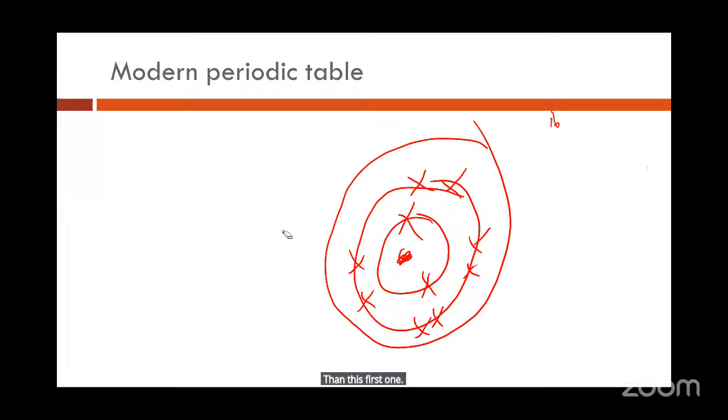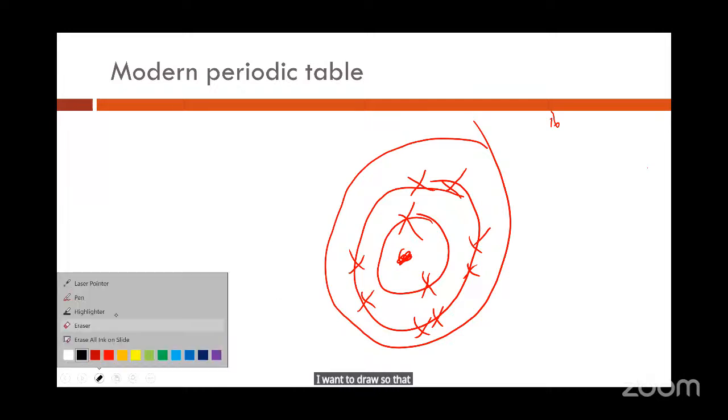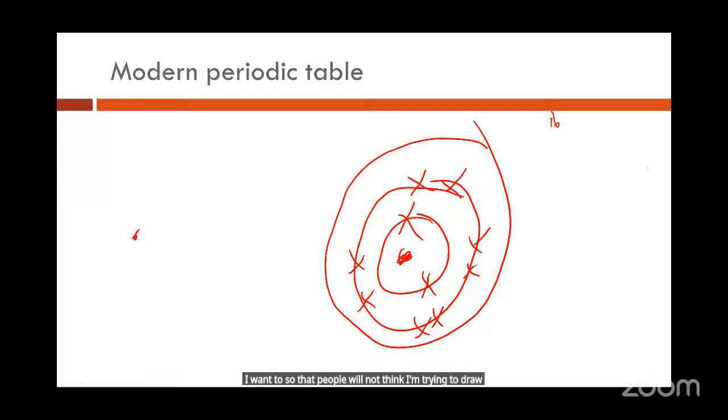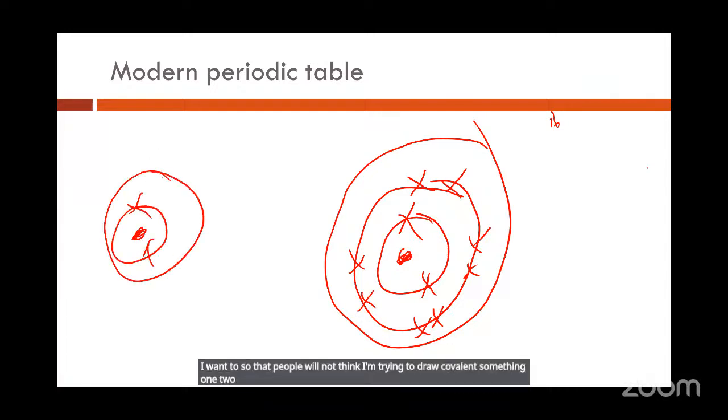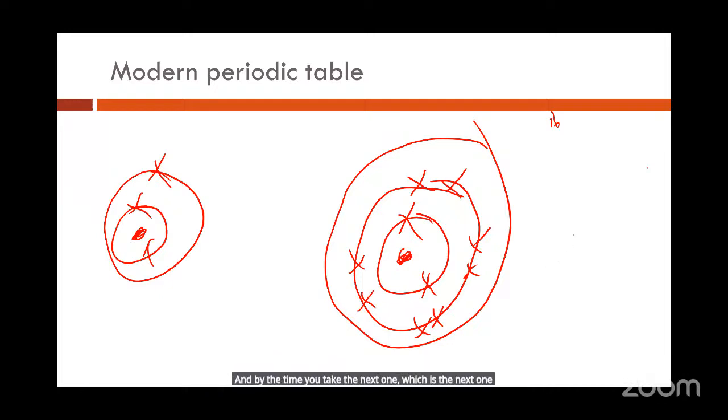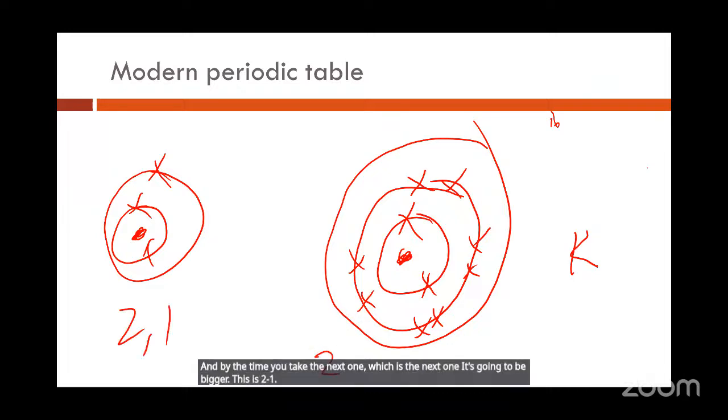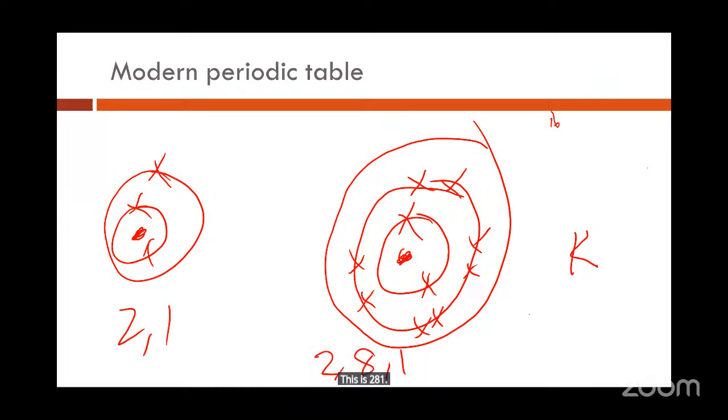I want to redraw so that people will not think I'm trying to draw something covalent: 2, 1. And by the time you take the next one, which is potassium, it's going to be bigger. This is 2, 1. This is 2, 8, 1. Then this is 2, 8, 8, 1. So you expect this to be bigger.